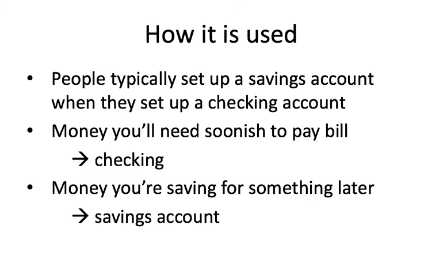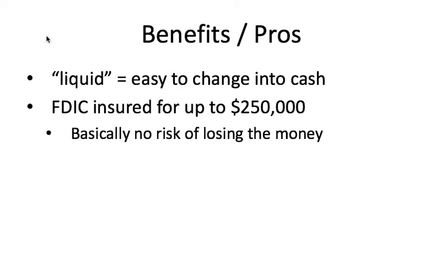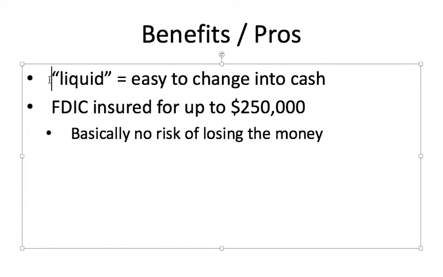So what are the benefits of having a savings account? Well, savings accounts are pretty liquid. It is pretty easy to turn the money you have in a savings account into cash. It is not as liquid though as a checking account. The money inside a savings account is also FDIC insured up to $250,000 by the government. So there's basically no risk of losing money that is in a savings account, even if the bank or credit union goes out of business.